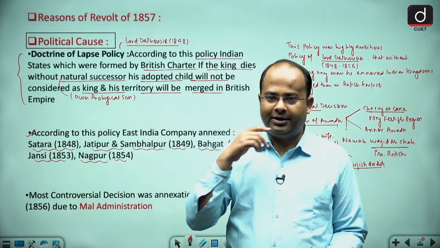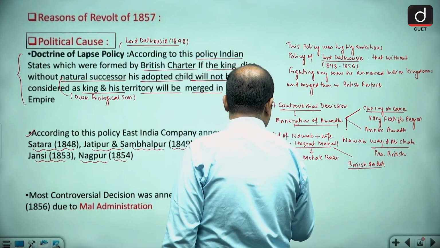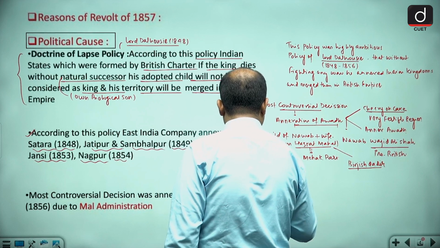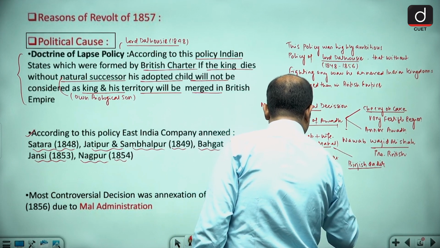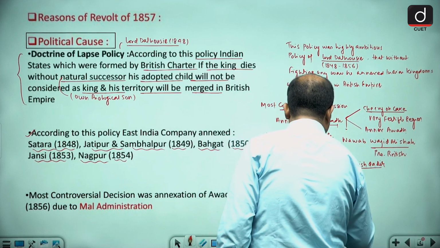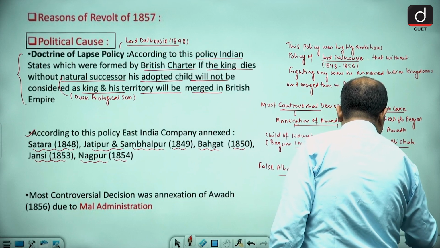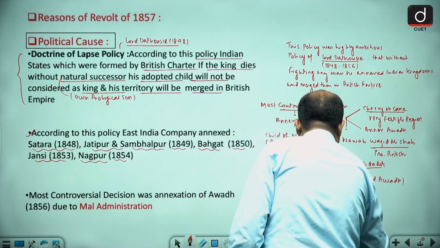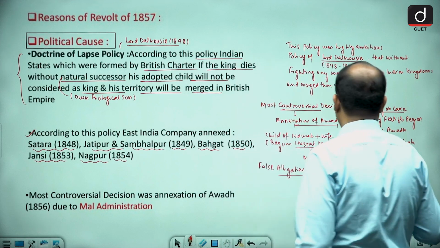So what British East India Company did, they put a false allegation of maladministration and annexed Awadh. Maladministration means bad administration. They put the false allegation of bad administration, and finally they annexed Awadh.